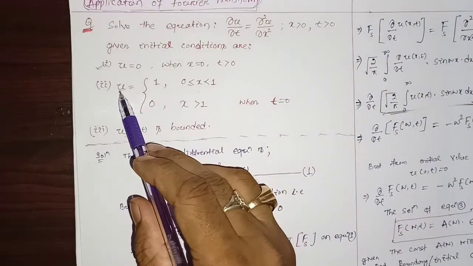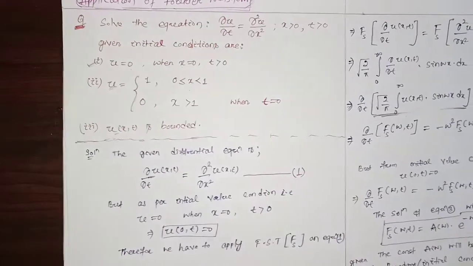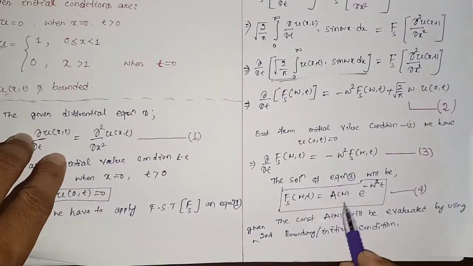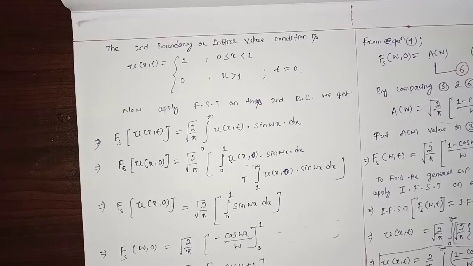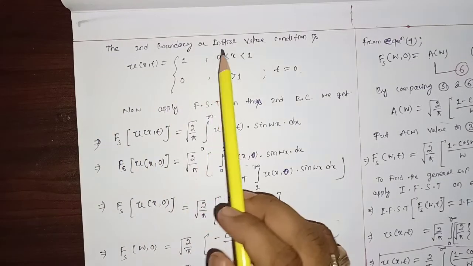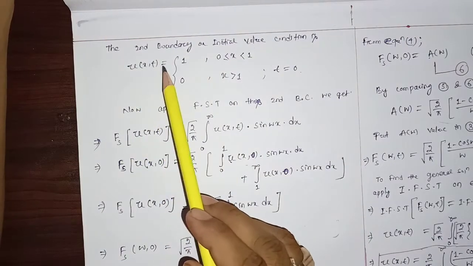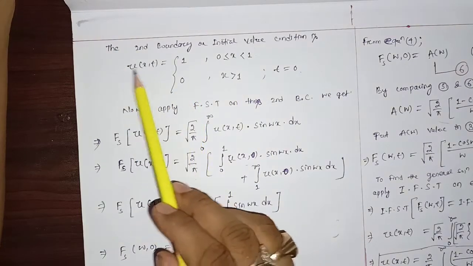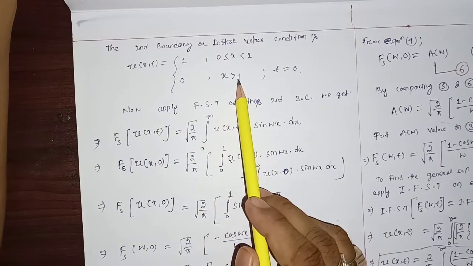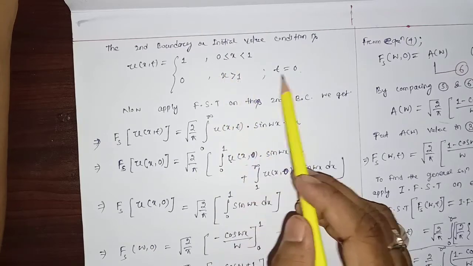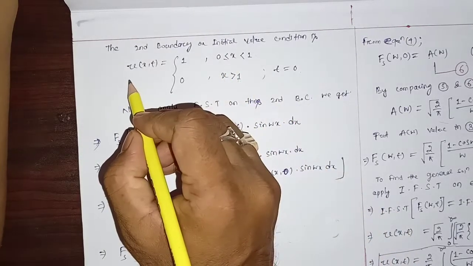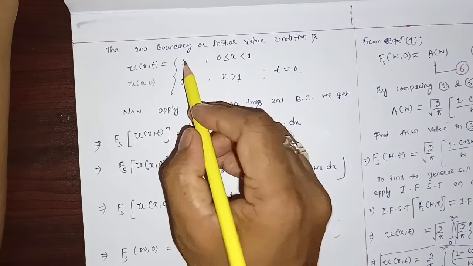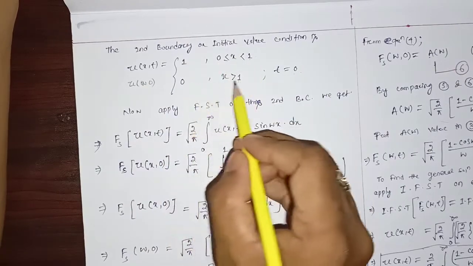It is this one: u(x,t) equal to this much at t equal to 0. So this boundary condition we have to apply to find out this constant a omega. The second boundary condition, or initial value condition, is u(x,t) equal to 1 for x within 0 to 1, and u(x,t) will be 0 when x is greater than 1, but these two values hold for t equal to 0. Or we can write here like this: u(x,0) will be 1 when x is in between 0 to 1, and 0 when x is greater than 1.